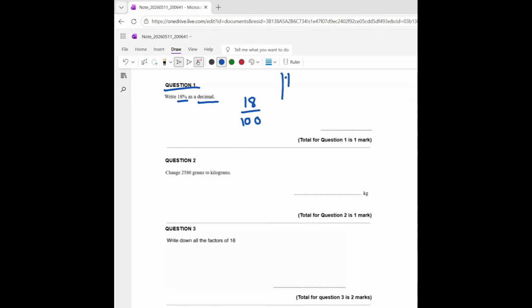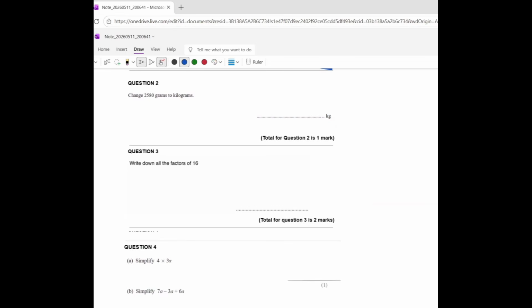And if you've got your decimal point here, after the decimal point you have tenths and then you have hundredths. So if I was going to write this in, that's going to be 0.18, which gives me 18 hundredths. So my final answer for 1 mark is 0.18.